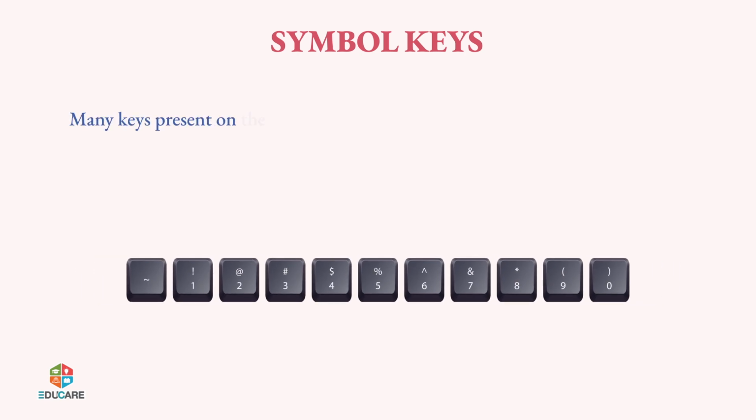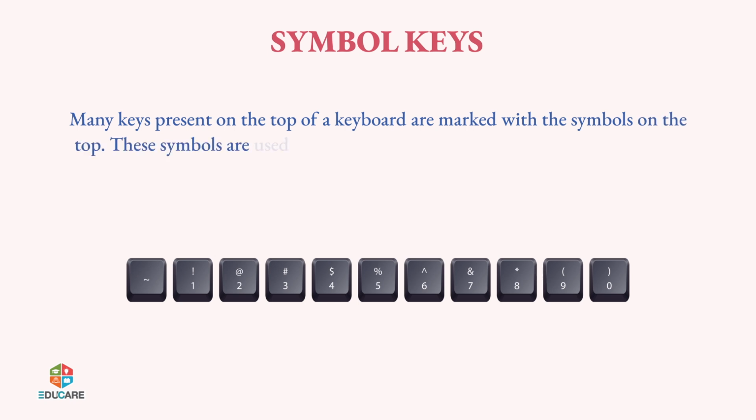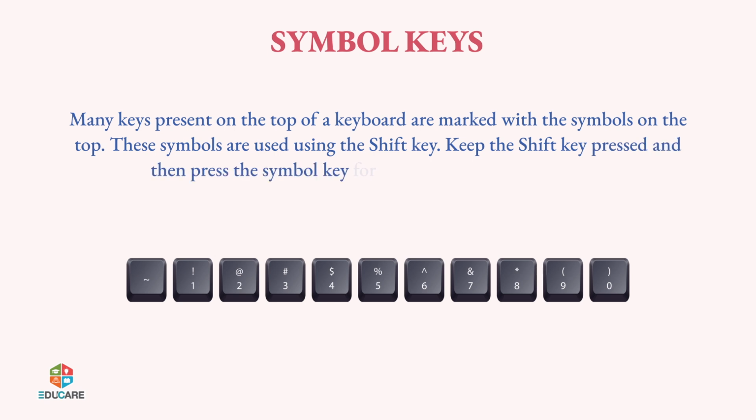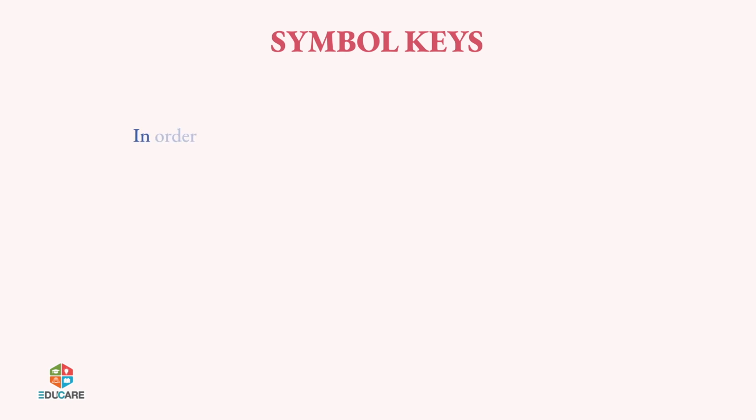Symbol keys. Many keys present on the top of a keyboard are marked with symbols. These symbols are typed using the Shift key. Keep the Shift key pressed and then press the symbol key for inserting a particular symbol. In order to type these signs, we use two buttons simultaneously.